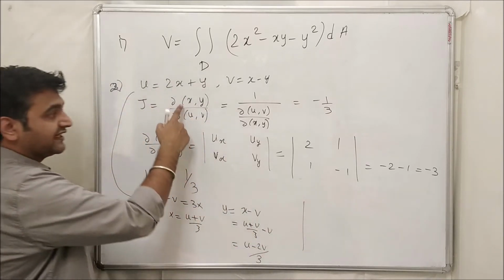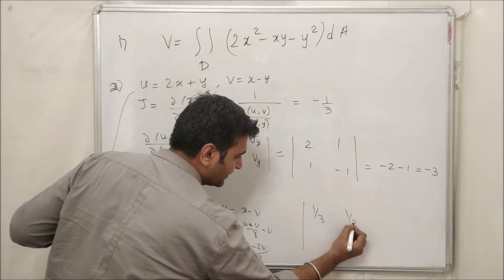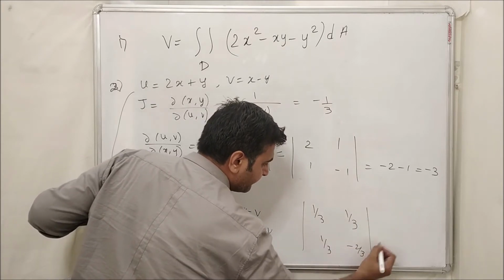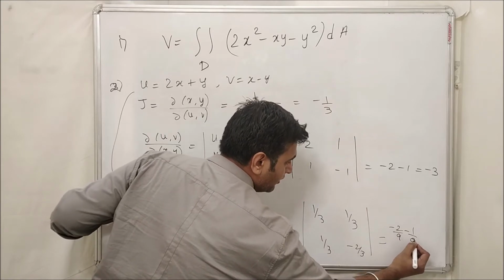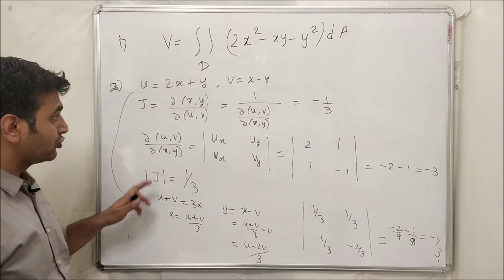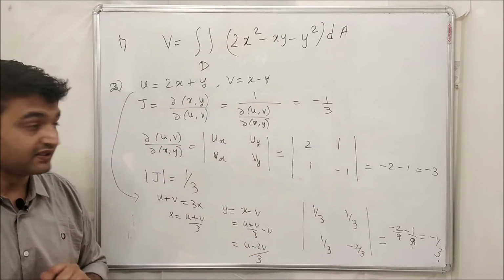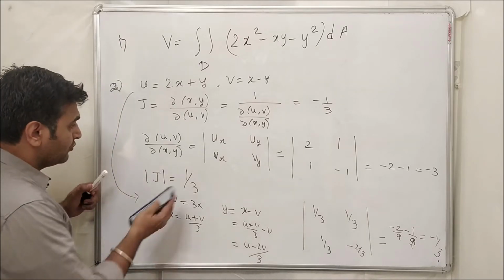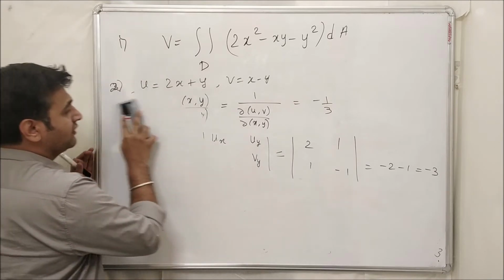And now you find this Jacobian. x with respect to u, x with respect to v: 1 by 3, 1 by 3. y with respect to u, y with respect to v. What is this? Minus 2 by 9 minus 1 by 9, which is nothing but minus 1 by 3. So your Jacobian is minus 1 by 3. When you take the mod, you get plus 1 by 3. So both of them are fine. So you can go by either way you want. So great, we got the Jacobian as well.